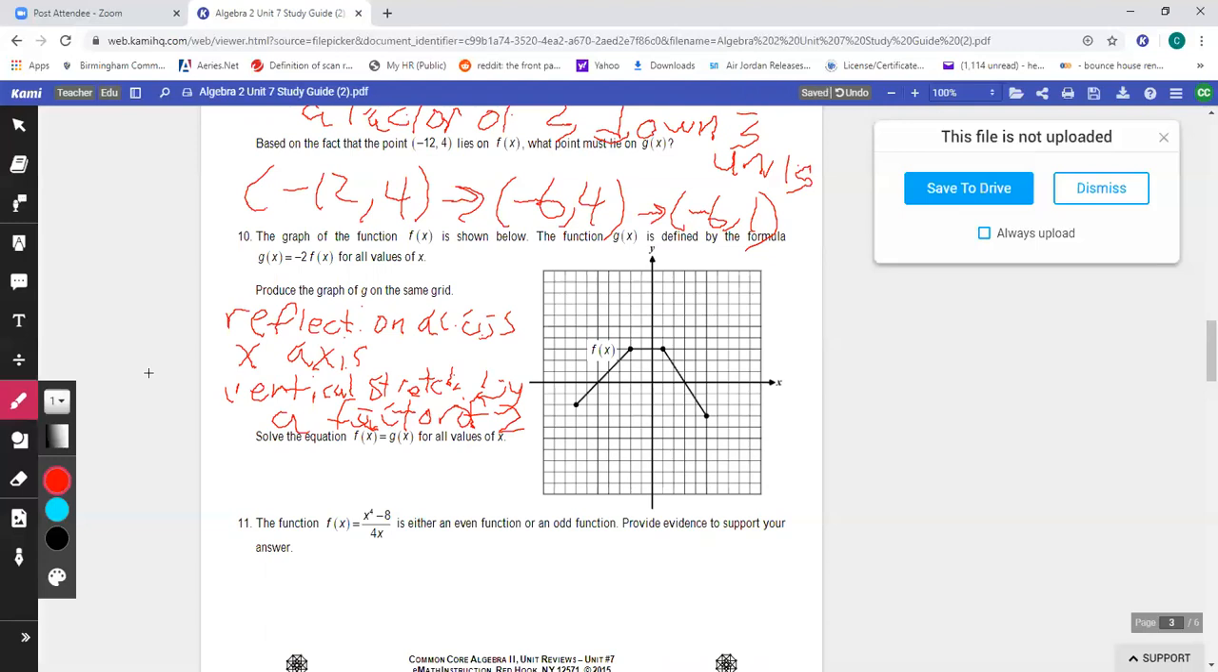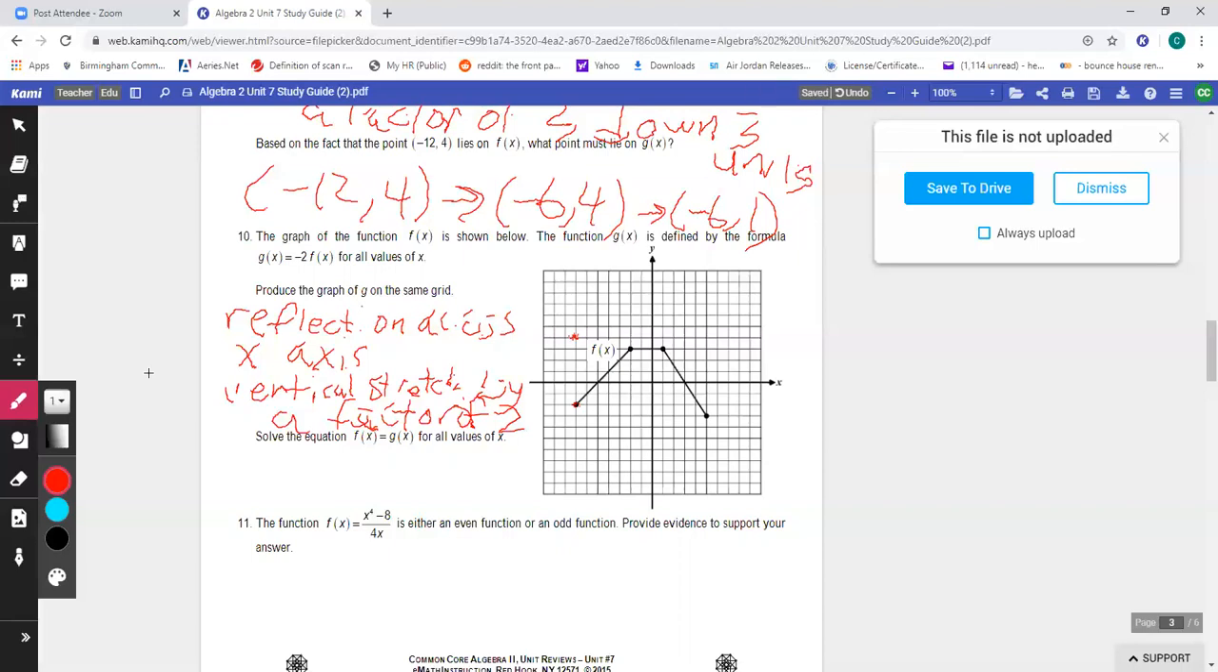Okay. So what we're going to do here is we're going to take the points and do the transformations here. So first thing, take each point. We're going to reflect across the x-axis and then stretch by a factor of 2. So let's look at this first point here, the one that's at negative 7, negative 2, the one that's in red here. So if I'm going to reflect it across the x-axis, it's going to become positive 2. But if we're going to stretch it by a factor of 2, then it's going to become right here, negative 7, 4. So that's my first point.